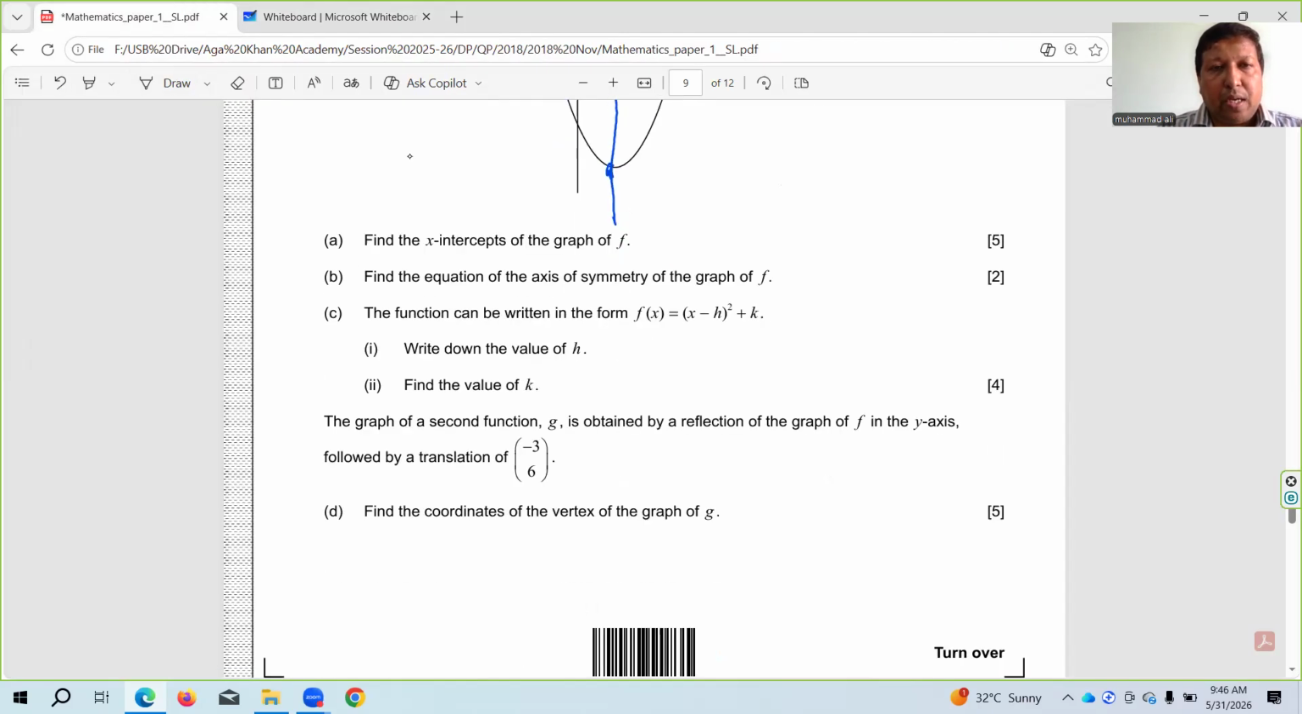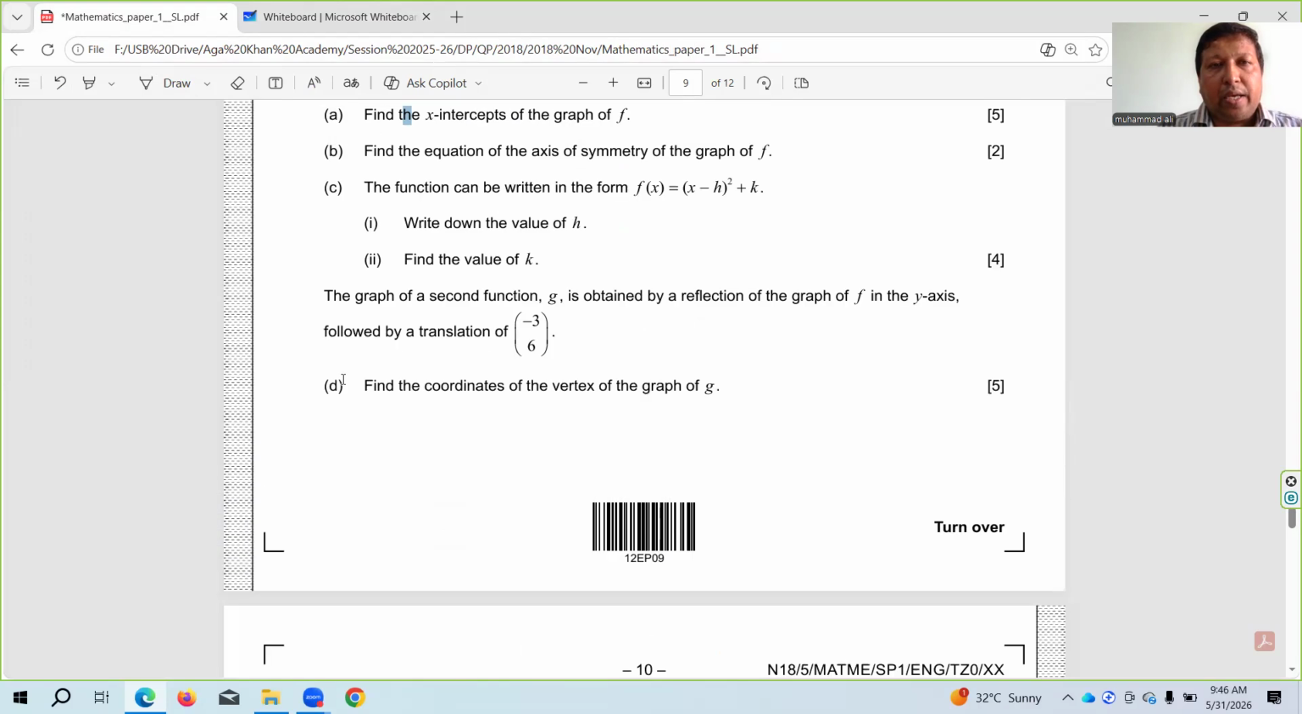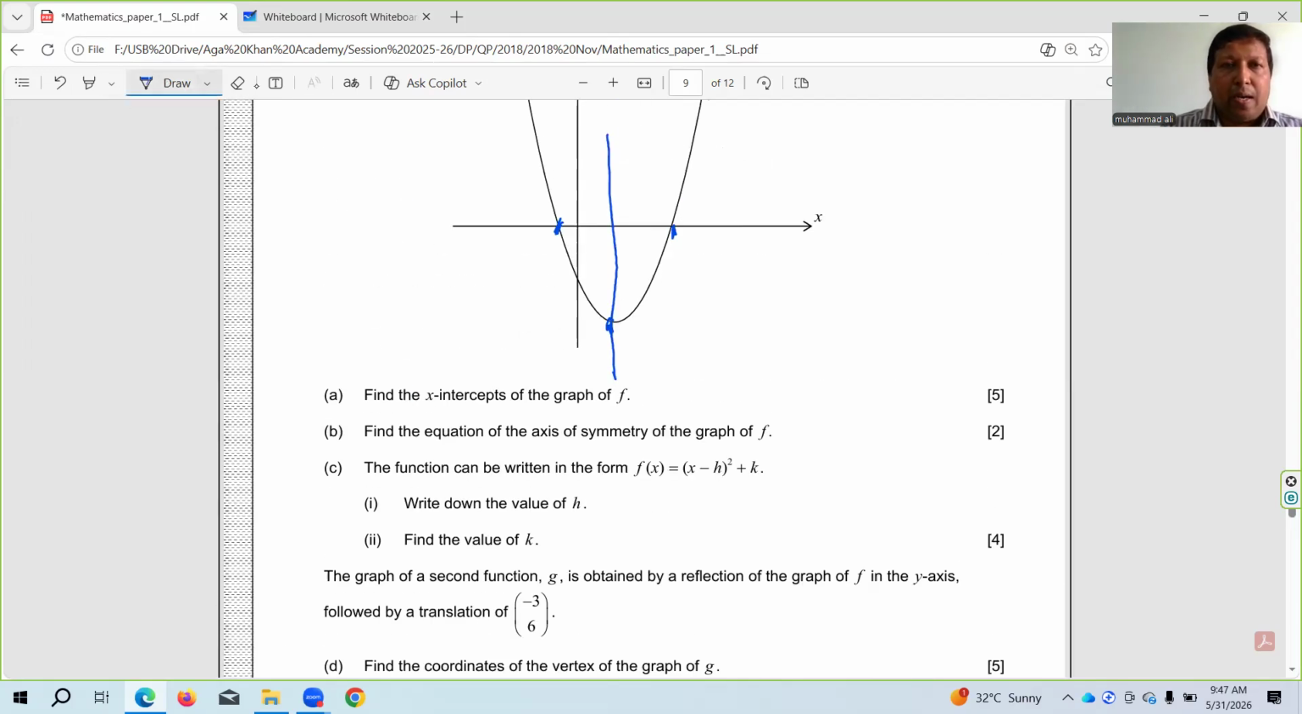Now question D. The graph of a second function g is obtained by a reflection of the graph of f in the y-axis, followed by a translation of (-3, 6). Find the coordinates of the vertex of the graph of g. So what is the vertex over there? This vertex is (2, -9). This is the function f.